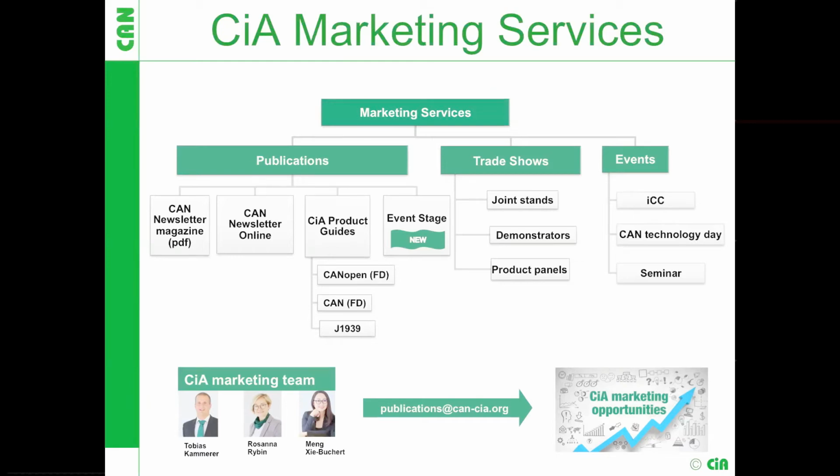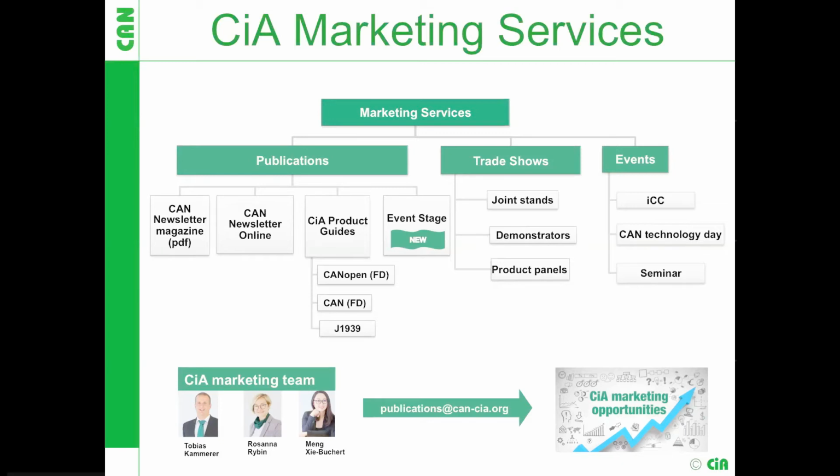In our publications, as a platform for your advertisement, you can choose between the CAN Newsletter Magazine, CAN Newsletter Online, the CIA product guides, and the event stage. In the CIA product guides, you can choose between three categories, named CANopen or CANopen FD, CAN, and also CAN FD and J1939, to place information about your products.